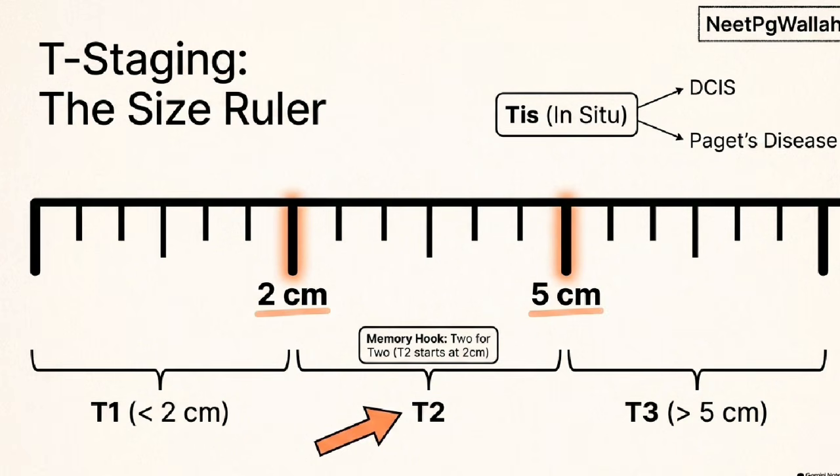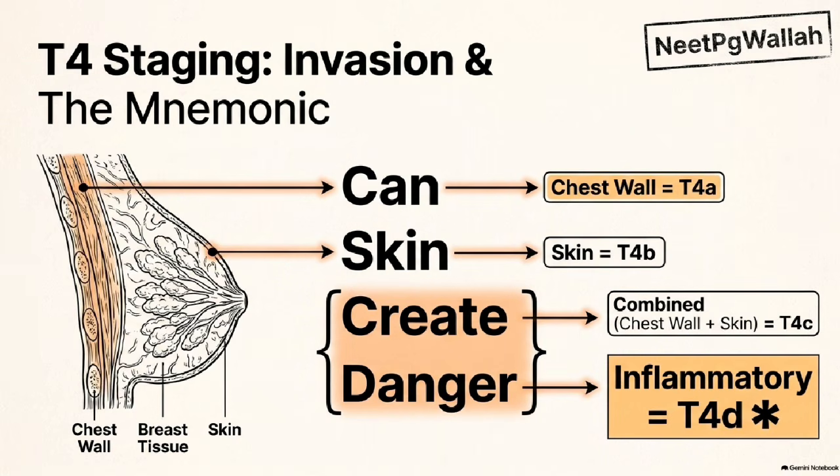Now here is your absolute essential memory hook for the exam room. 2 for 2, okay? T2 starts right at 2 centimeters. If you can just remember 2 for 2, you can instantly reconstruct this entire ruler in your head. It's a real game changer. But what happens when the tumor grows beyond just size and starts actually invading? Well, that brings us to T4 staging, which is all about invasion layers.